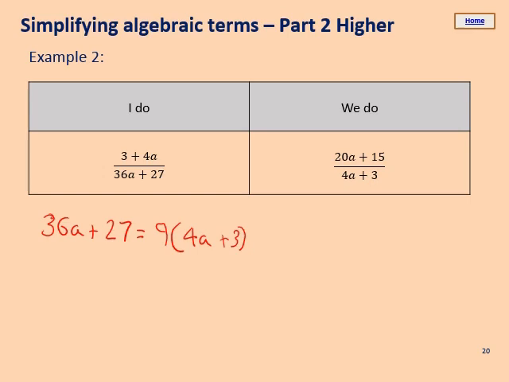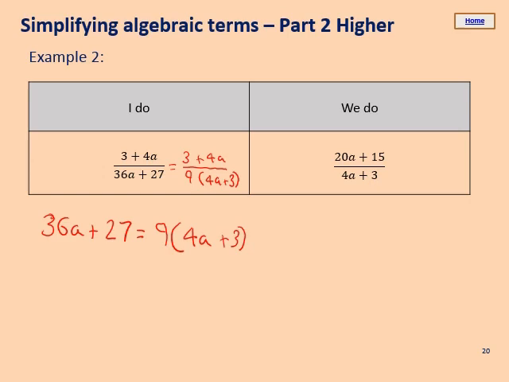So if I write this out again, keeping the top the same, 3 plus 4a over 9 bracket 4a plus 3. The trick to this one is spotting that 3 plus 4a is exactly the same as 4a plus 3. These two are the same. They may be in the reverse order, but these two are exactly the same.